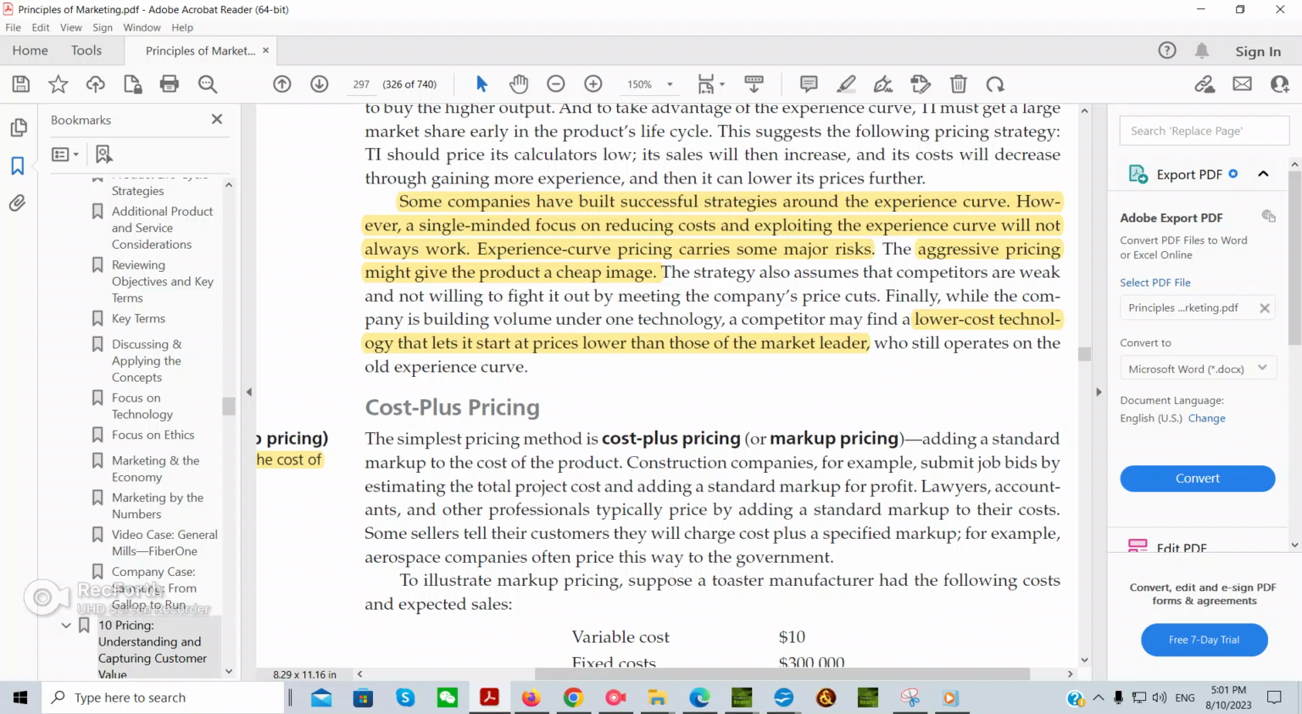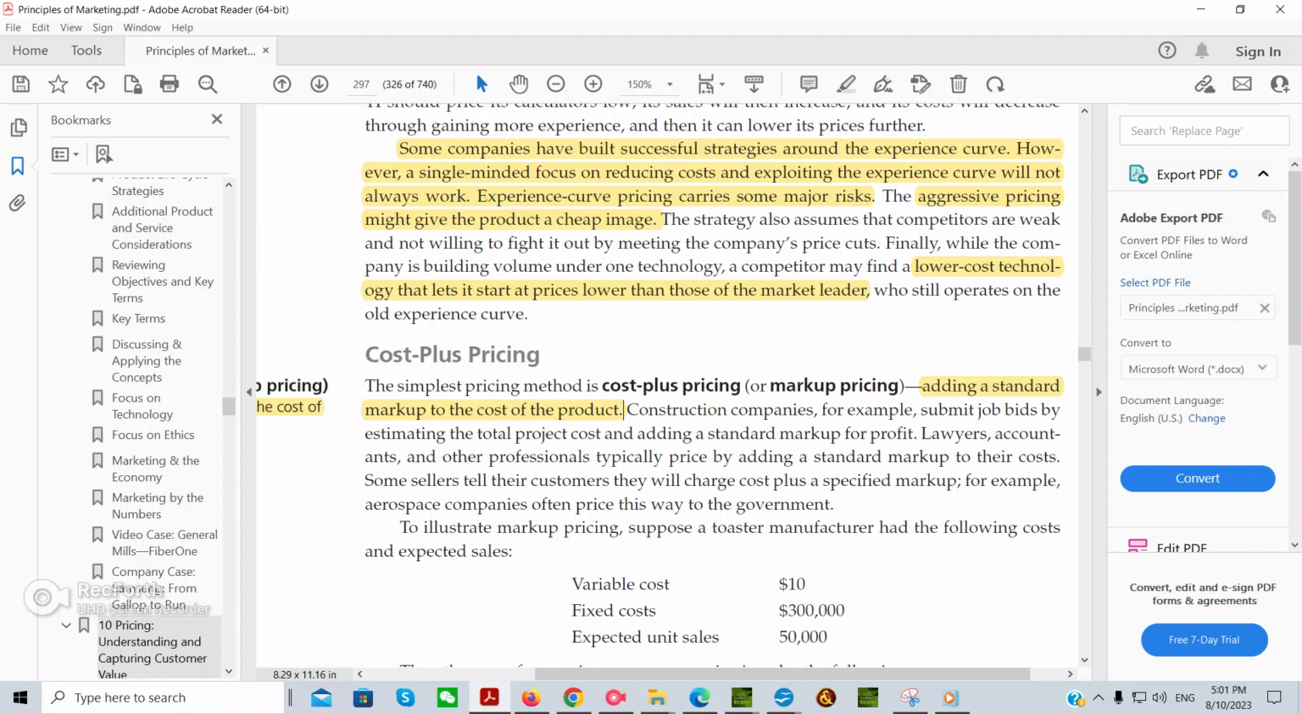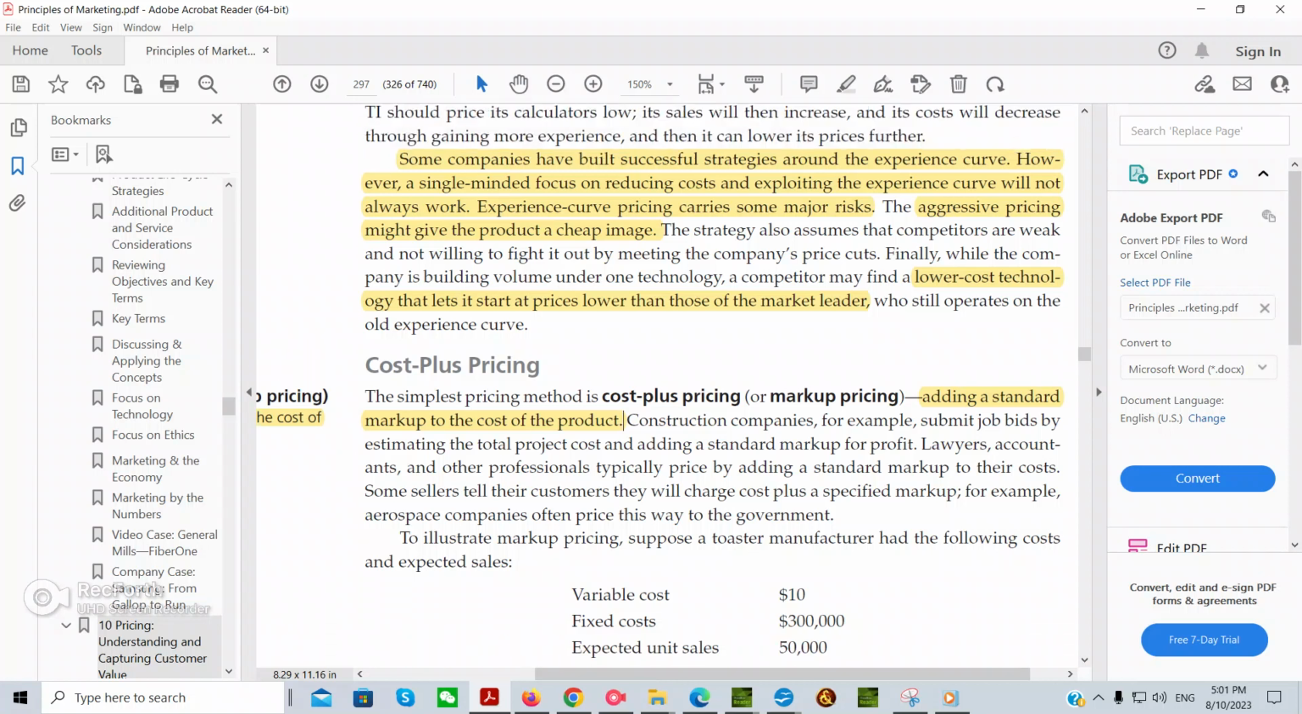So the simplest pricing method is cost plus pricing or market pricing. Remember, that's adding a standard markup to the cost of the product. When we say markup, literally that's why they say up, because it means it increases the cost of the item, or the price. Sorry, not cost. Well, it is price to the consumer, but increasing the price of the product. All right.